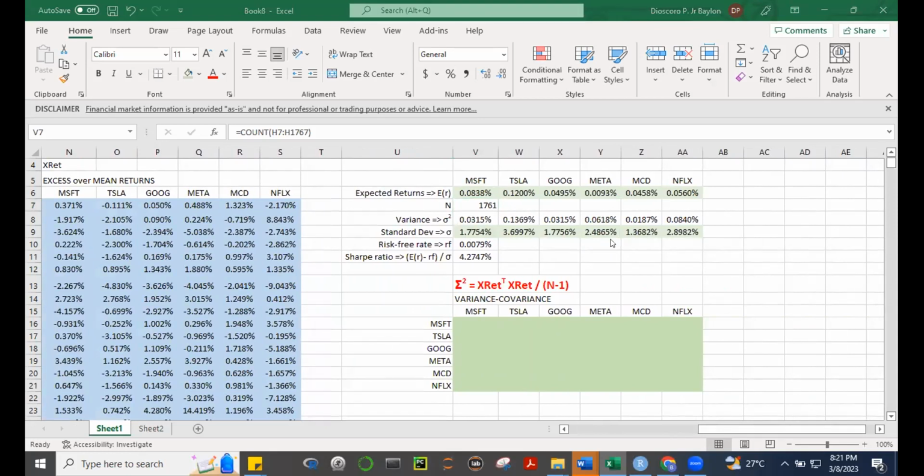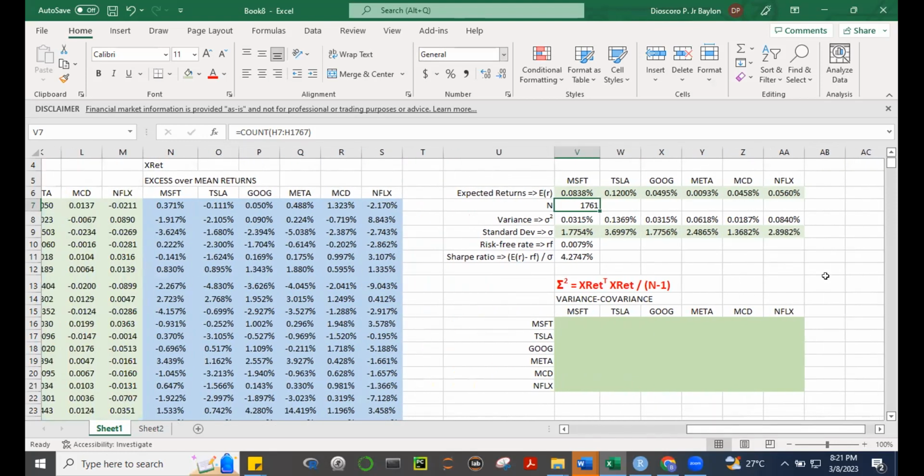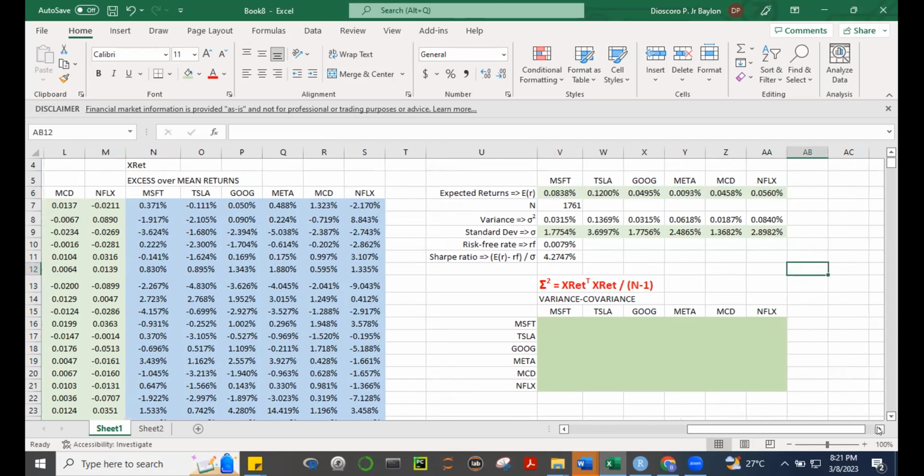Clear on the variance and standard deviation? Sir, question. Yes, go ahead. Did we change the name of the expected return? The x ret is the excess returns. So it is different from the expected returns. Okay, any other questions? Okay, thank you class for your questions. I appreciate that.